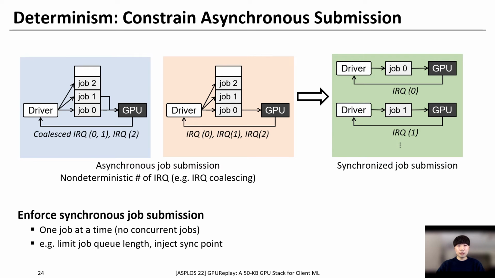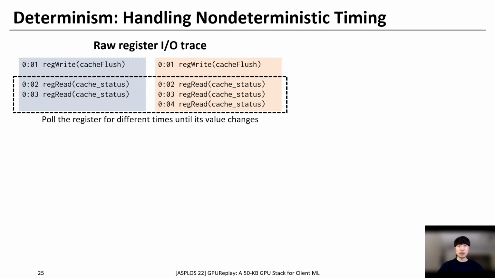We constrain concurrent running for deterministic interactions. In particular, we enforce synchronous job submission by limiting the length of the queue or injecting an explicit synchronization point. Thereby, when recording, the driver submits one job at a time and receives the corresponding interrupt. Another thing that we've observed is the timing. When the driver is polling the register value, it reads the register a different number of times until its value is changed. For instance, in the first run, the driver reads the cache status 2 times.